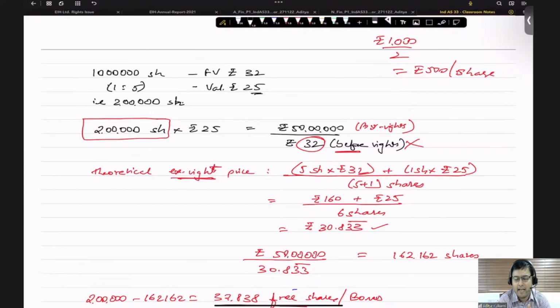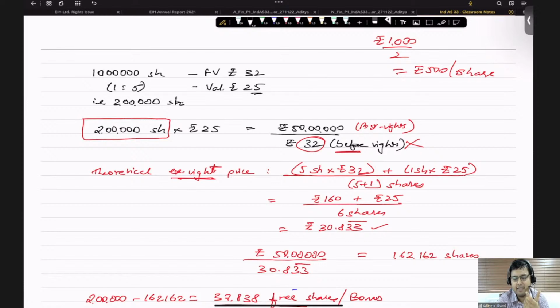So how do I calculate? The standard tells us, what is the shares before rights? Sir, 5 shares. That fair value is 32. So that comes to 160. Plus 1 share you are issuing at 25. So now we are having 6 shares at rupees 185. So the theoretical ex-rights price is 30.833.